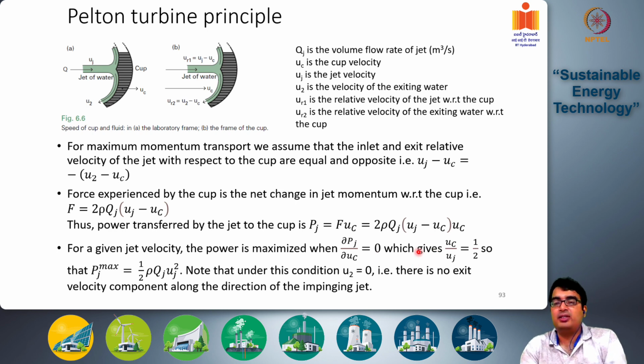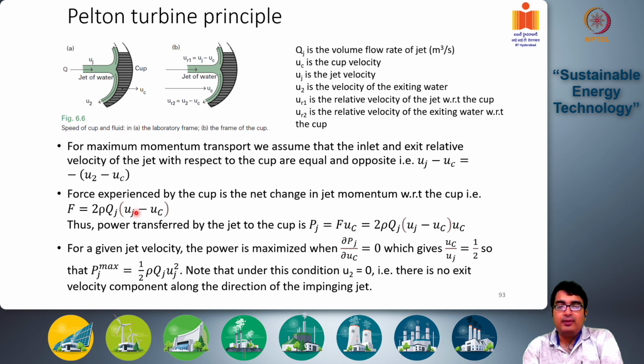So if you do this differentiation and set it to 0 in this expression, then you will get the final expression as the ratio of the cup velocity by the jet velocity will be equal to half. What this means is the cup velocity Uc must be equal to half of the incoming jet velocity Uj for the power transfer to be maximized.